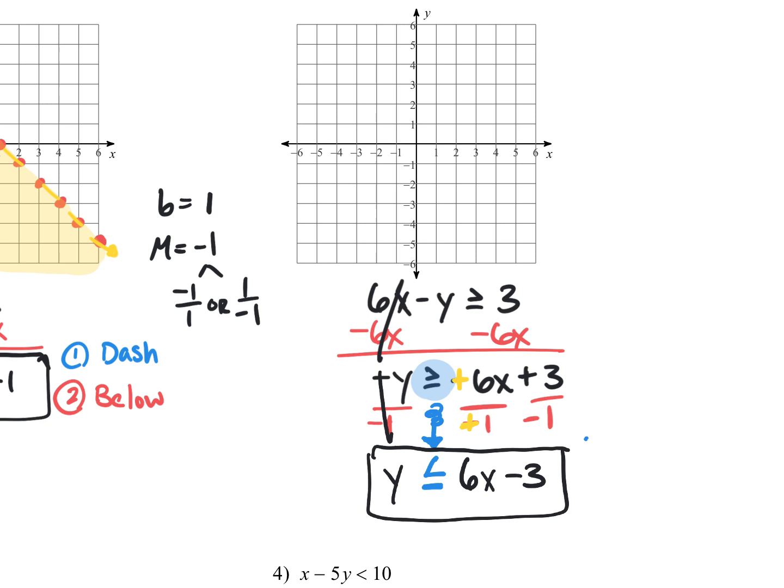So now we can state if it is a dashed line or a solid line. Which one is it? Solid. Now you can state whether it is shaded above or below. Which one? Which way is it facing? Is it facing the y? No. So it's going to be below.